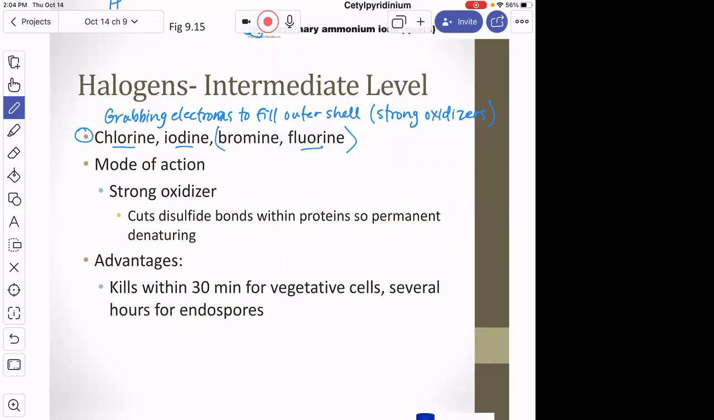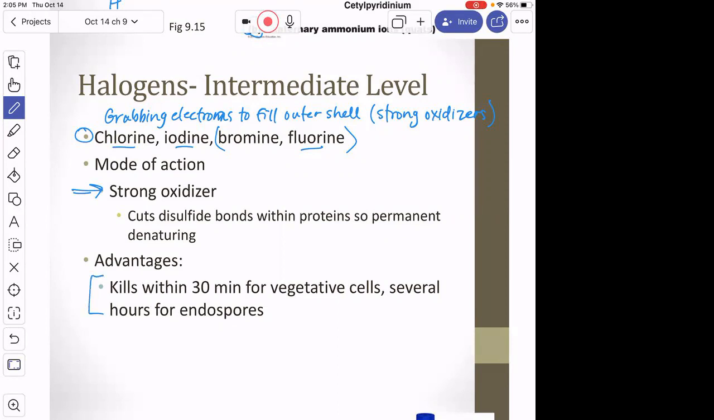Okay, but in general, all these halogens, oh, I guess I didn't need to write it. It was right there. They're strong oxidizers. They're also breaking disulfide bonds within proteins, so they're acting especially to damage proteins. And I was looking at this before class. I didn't really like the way that I wrote this.